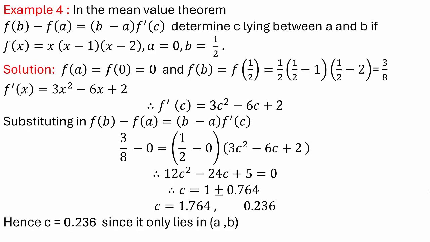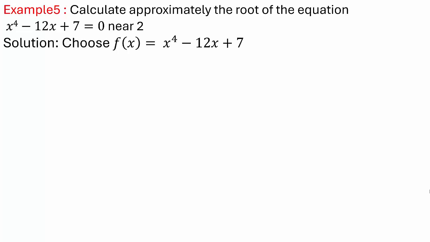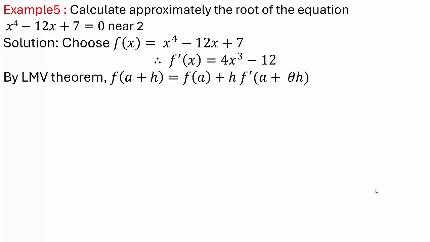Fifth example. Calculate approximately the root of the equation x raised to 4 minus 12x plus 7 equals 0 near 2. For solution, we shall choose f(x) equals x raised to 4 minus 12x plus 7. Therefore, f dash x becomes 4x cube minus 12.